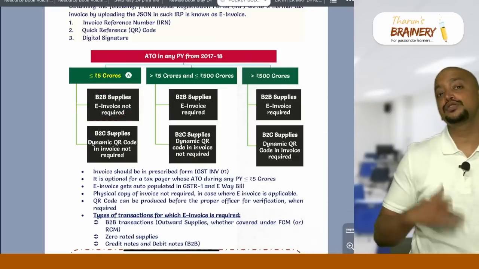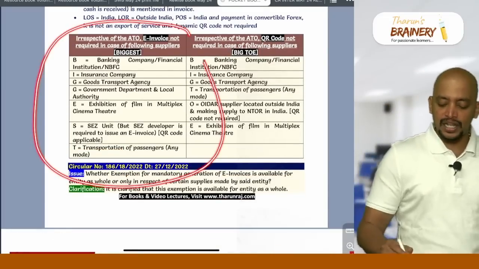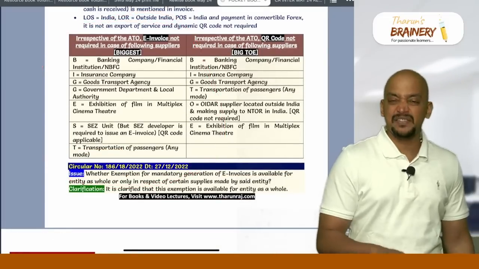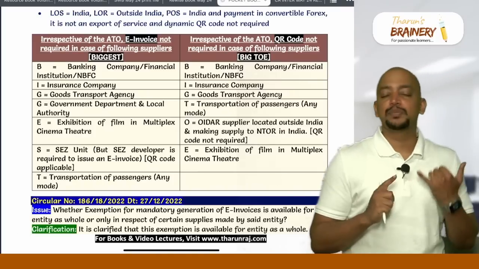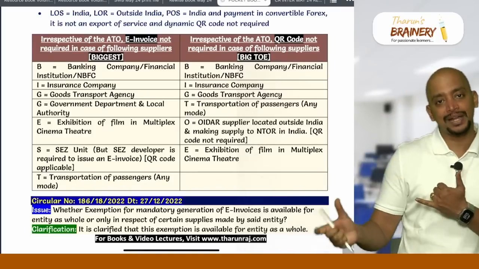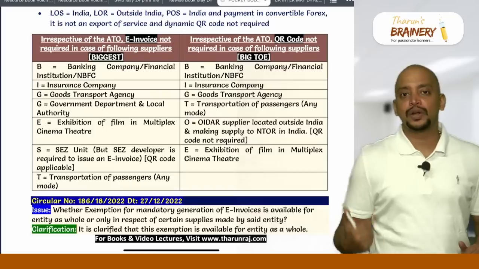To whom is E-Invoice not applicable? There are some people, even though their aggregate turnover during the previous year exceeds 5 crores, but E-Invoice is not applicable in that case. BIGGEST: B for banking company. Don't write the mnemonic BIGGEST in the exam, but just remember this keyword and you write in points 1, 2, 3, 4 like that.